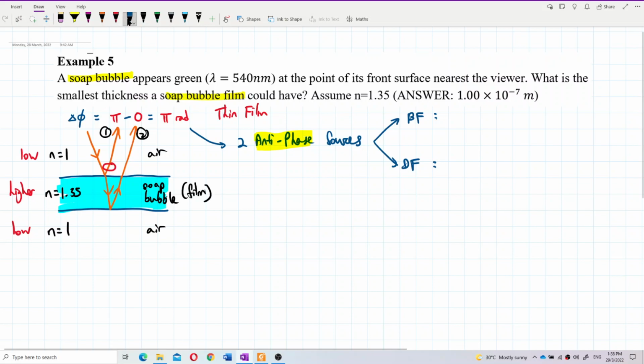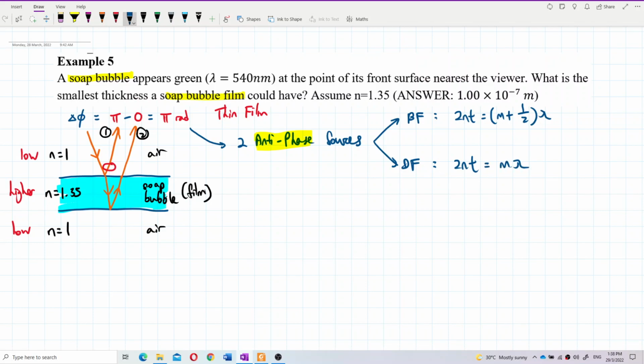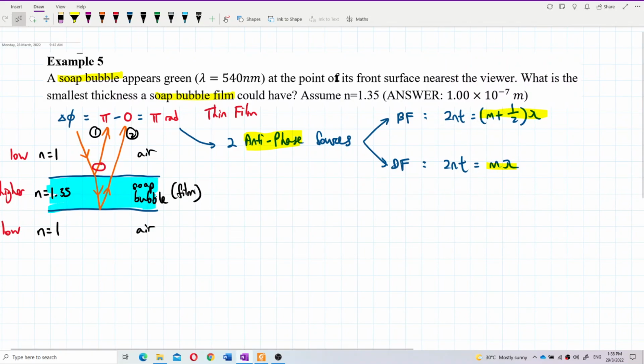The formulas become interchanged. The bright fringe is 2nt equal to m plus half lambda, and the dark fringe uses m lambda. Two anti-phase sources, so that's the difference. And then one more thing you need to know is about the order, for the bright fringe and dark fringe. The order must start from 1 for the dark fringe.